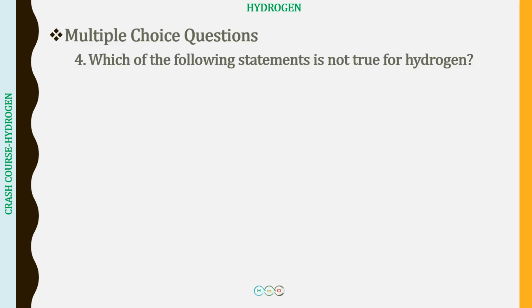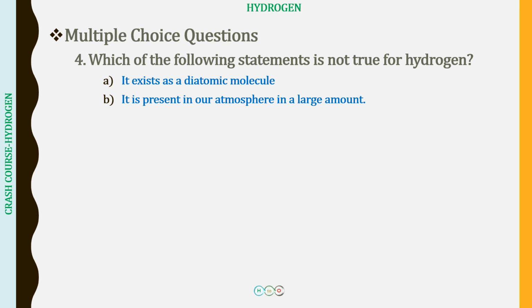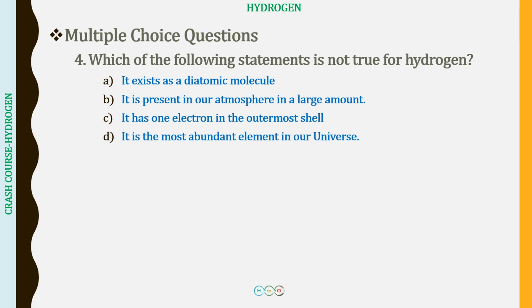The next question is, which of the following statements is not true for hydrogen? So the first choice is that it exists as a diatomic molecule. It is present in our atmosphere in a large amount. It has one electron in the outermost shell. It is the most abundant element in our universe.